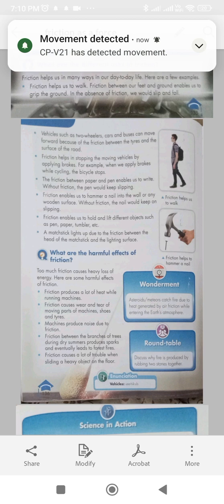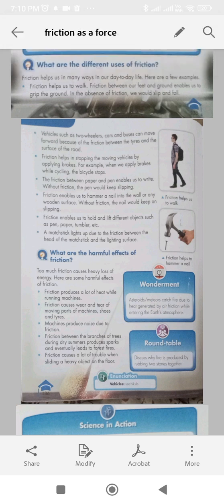Friction causes a lot of trouble when sliding a heavy object on the floor. Wonderment: meteors catch fire due to heat generated by the air friction while entering the Earth's atmosphere. Round table: Discuss why fire is produced while rubbing two stones together.